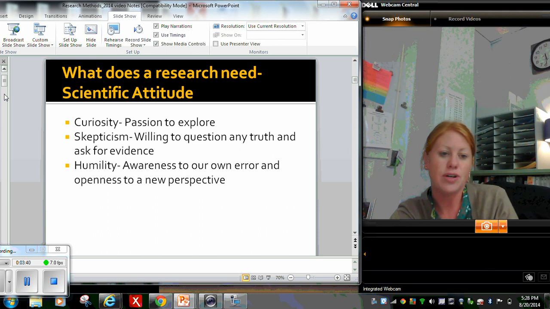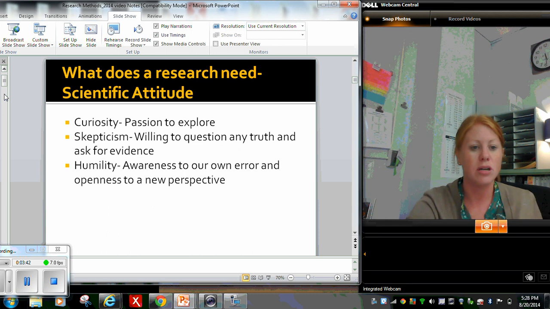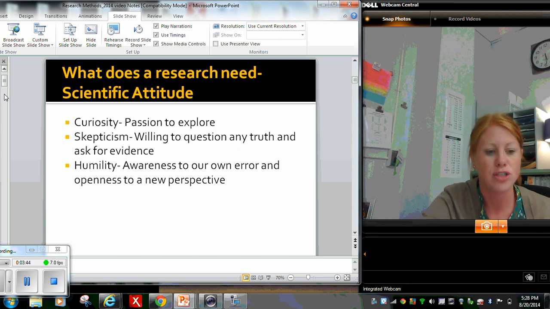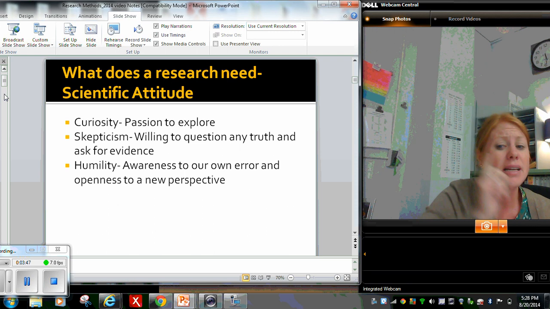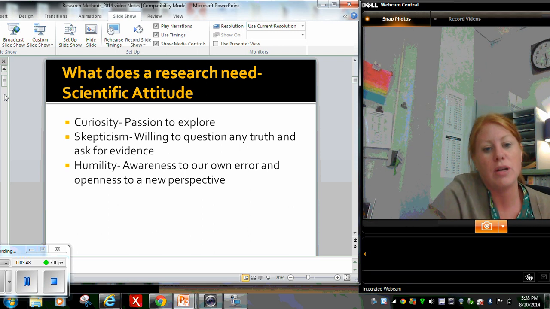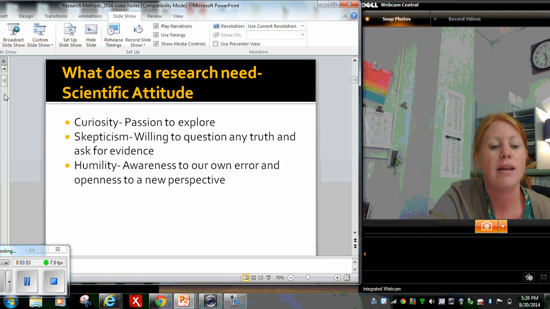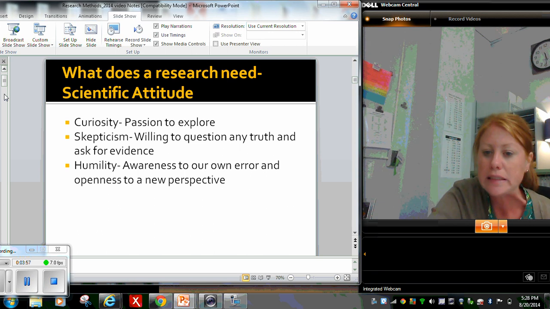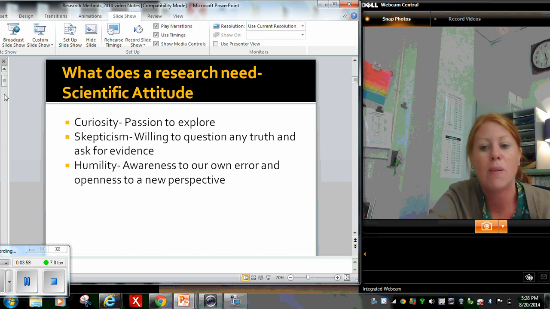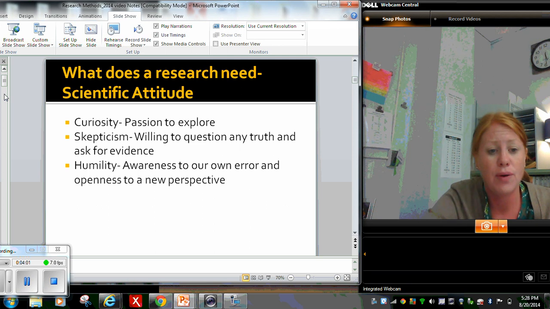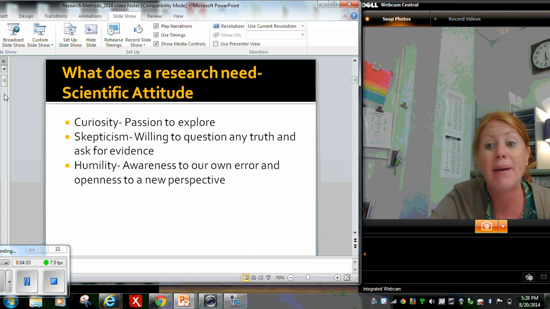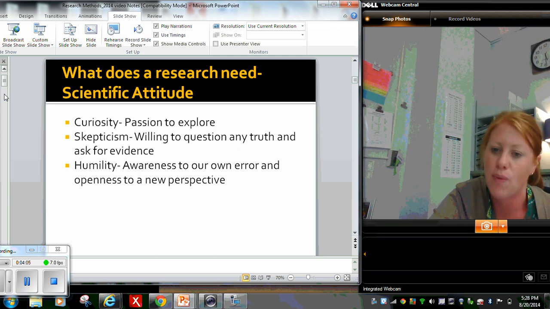So what does a researcher need? A researcher does need to be curious. They need to have a passion for researching. Sometimes they need to be skeptic, though, and they really need to question whether things are true or not, and they need to ask for evidence. They need to have humility. They need to be sometimes, oof, not the best teacher in the world. I need to be open for criticism. I need to be open for maybe I need to try this lesson or try this new way of doing something.